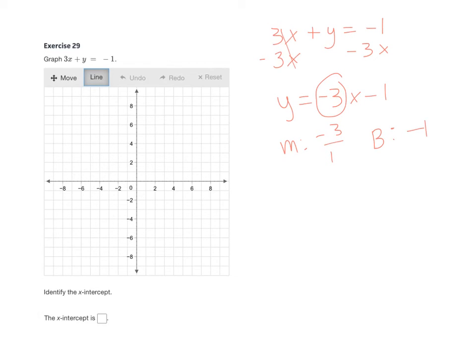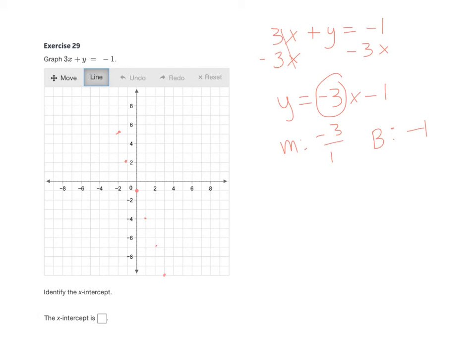So now I'm going to find my y-intercept. I'm going to go down 1, and now I'm going to apply the slope, which is down 3, right 1. 1, 2, 3, right 1. 1, 2, 3, right 1. 1, 2, 3, right 1. The inverse of going down 3, right 1 is going up 3, left 1. Up 3, left 1.